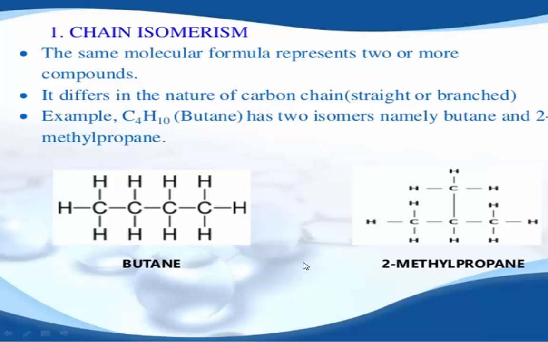Both have same molecular formula. What number of carbon atoms it contains? This also contains same number of carbon atoms. Number of hydrogen atoms here present in butane is same as in 2-methyl propane. When you observe these two structures, only the chain of carbon atoms changes. Therefore, these are the examples for chain isomerism.